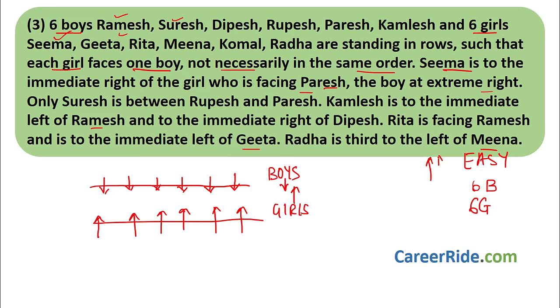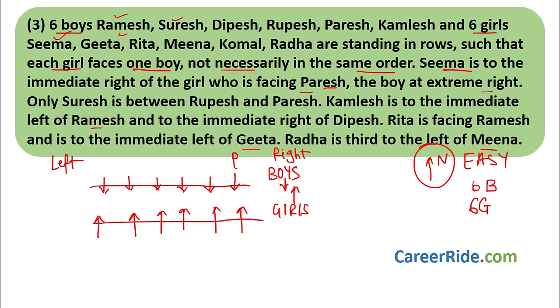This is north, correct? So this will be extreme right, this will be extreme left. So Paresh is over here. Now in exam, please remember that do not write the entire name. You will be wasting your 2 to 3 minutes only writing the names. Use short forms, okay? So P will be for Paresh when it comes to boys.